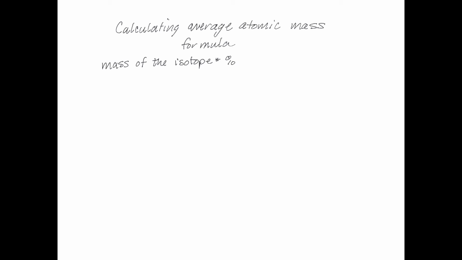All right, so now let's get into calculating the average atomic mass, and here's the formula. It's going to be the mass of the isotope times the percentage of that isotope in decimal form, and then plus however many isotopes you have. And we're going to do an example of carbon.